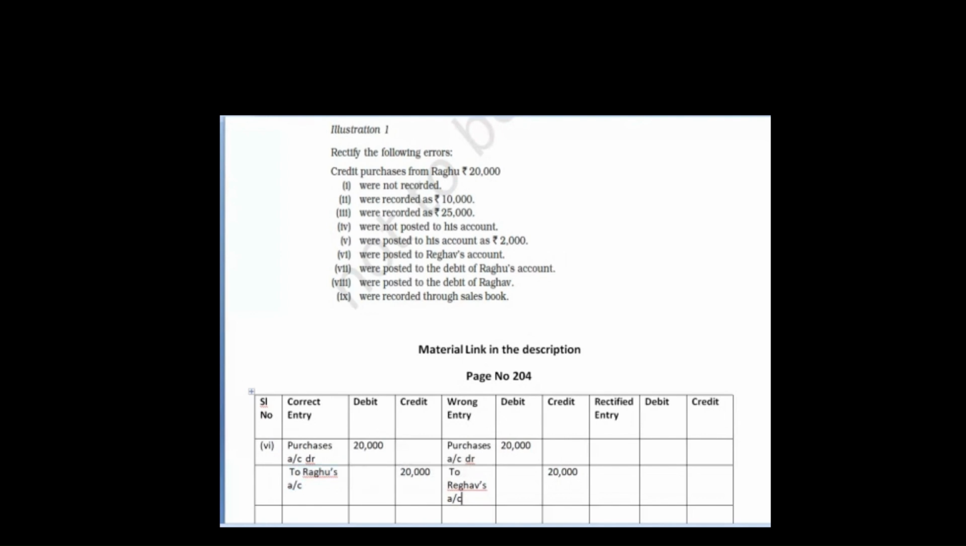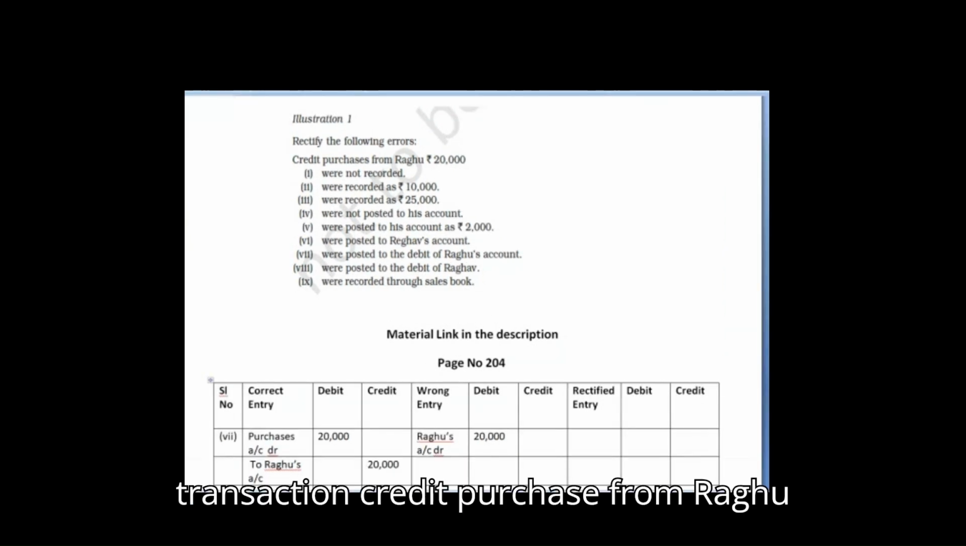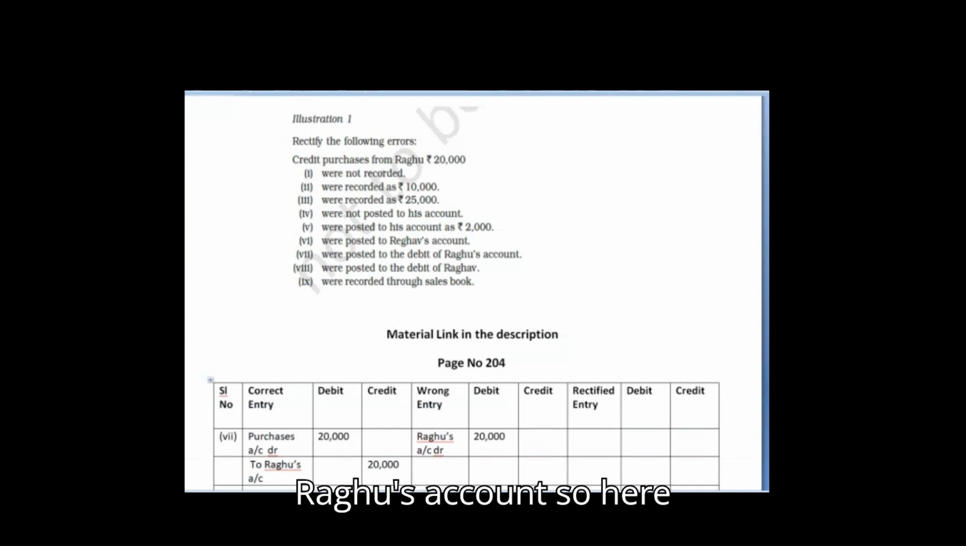So when we need to rectify the entry, we need to reverse the entry. So we'll do it as Raghav's account debit to Raghu's account 20,000 and here 20,000.